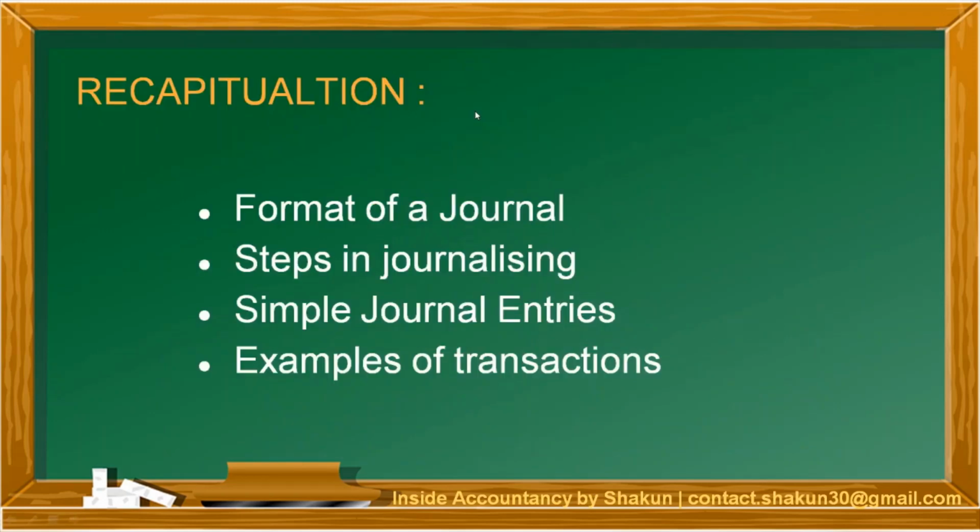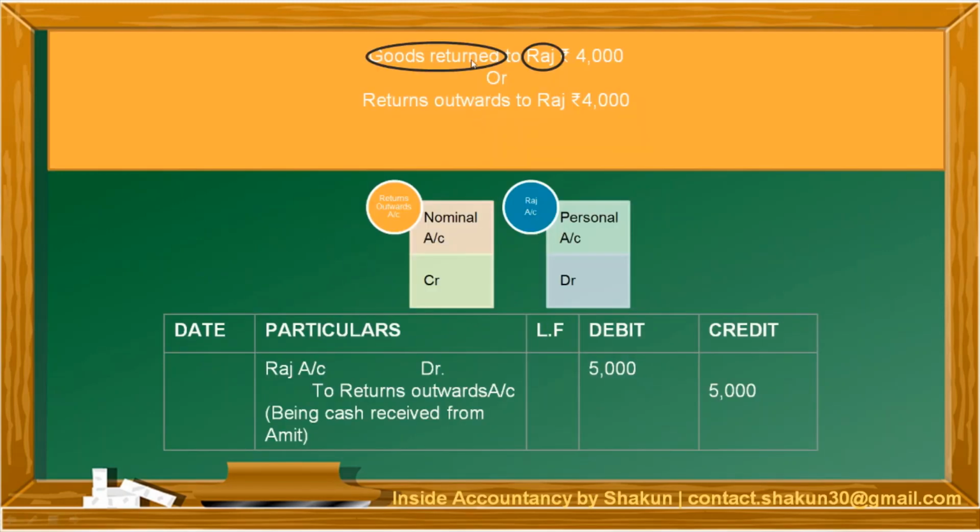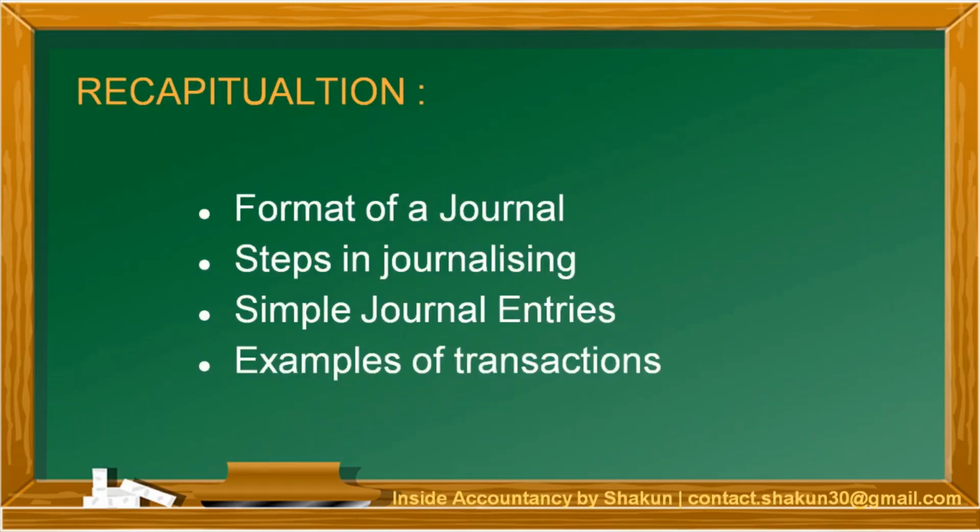So the accounts to be identified here are goods returned, that means return outwards is identified, and Raj is a personal account. So being a personal account, Raj is debited because we are returning the goods to Raj. He is a receiver, therefore DR, and return outwards is an income because we are returning the goods. Now our money will be returned back. So therefore it is a CR balance. So Raj account DR to return outwards is our journal entry, being goods returned to Raj.